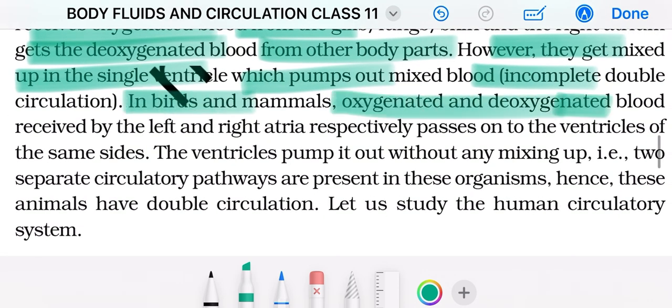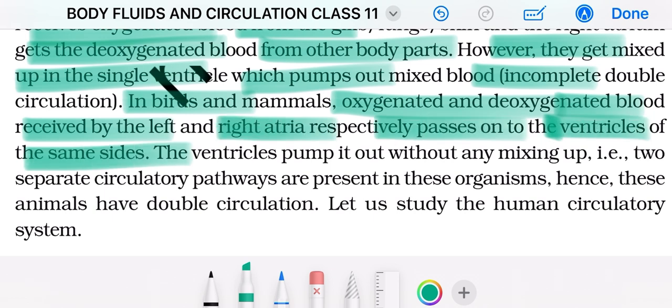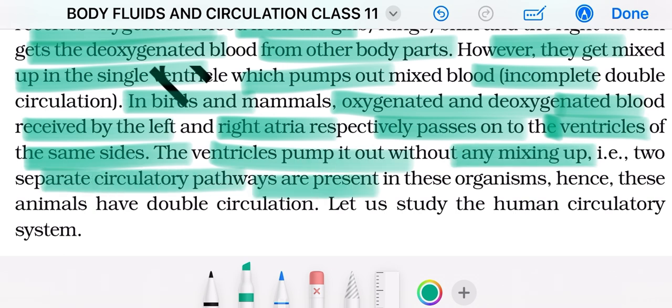Birds and mammals: oxygenated and deoxygenated blood received by the left and right atria respectively passes on to the ventricles of the same side. The ventricles pump it out without any mixing up. That is, two separate circulatory pathways are present in these organisms. Hence, these animals have double circulation.